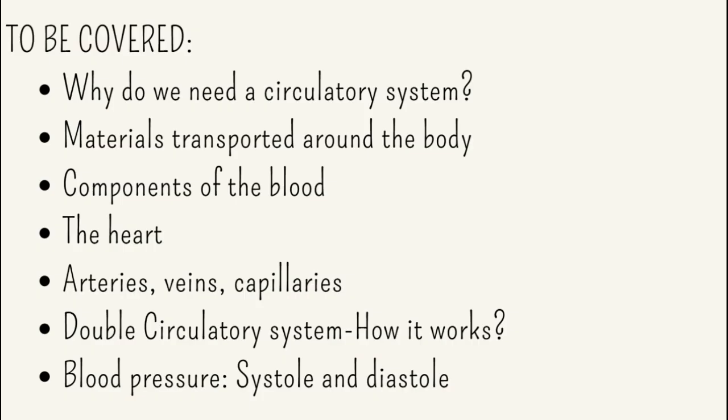And then we're going to discuss exactly how double circulation takes place, and why it takes place in our body. In humans we have double circulation, which means the blood passes through the heart twice. So obviously deoxygenated blood, and then oxygenated blood, right? And then we're going to look at blood pressure, meaning systole and diastole. So that's basically the plan for the things we are going to get into.